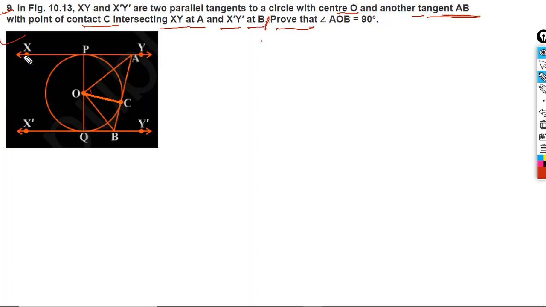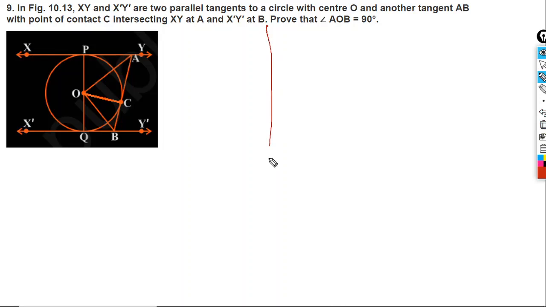What is given? Let's see. XY is a tangent to the circle at point P. X'Y' is the tangent to the circle at point Q. AB is another tangent at point C to the circle with center O. This much data is given. Now you can write this much is given. Then you have to prove that angle AOB equals 90 degrees. Another thing is given: XY is parallel to X'Y'.